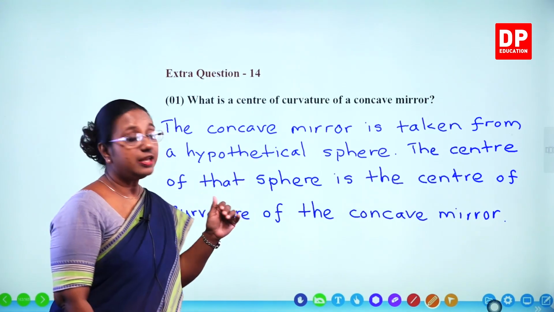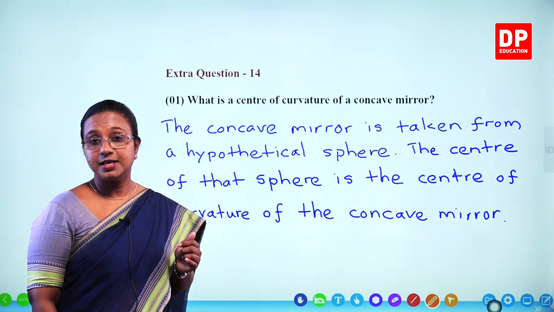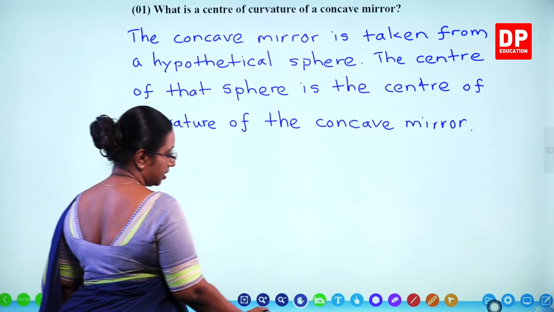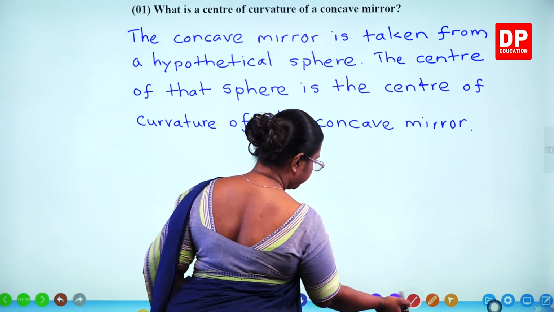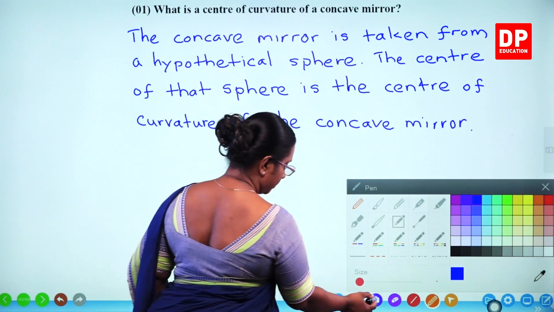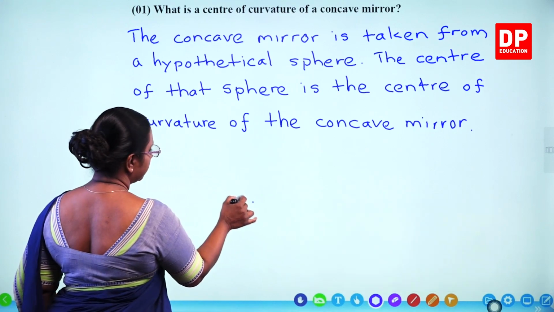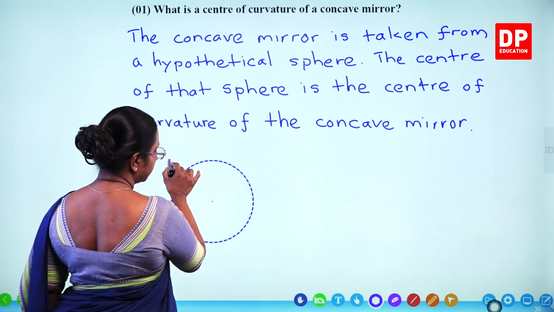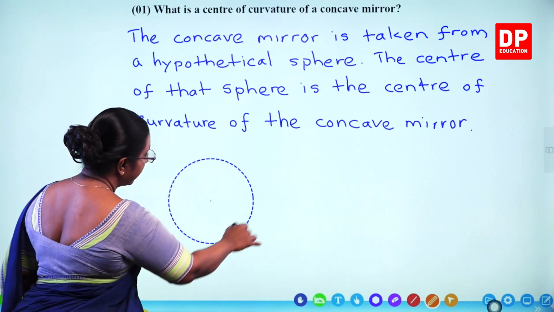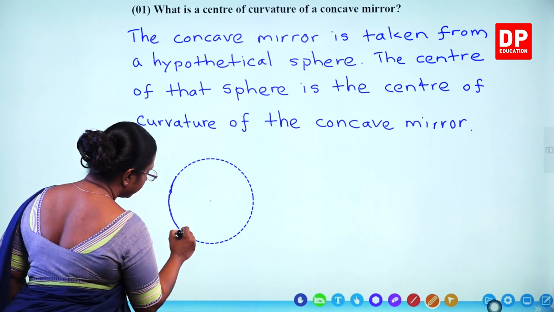You can write it. If you want your answer to be more clear, you can also represent it in a diagram. I will show that as well. So here we need to have a sphere. So this is a hypothetical sphere. I will draw the concave mirror in this.